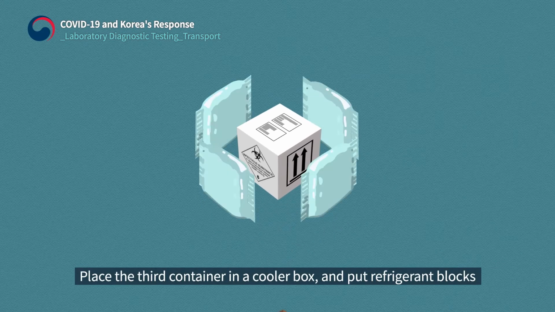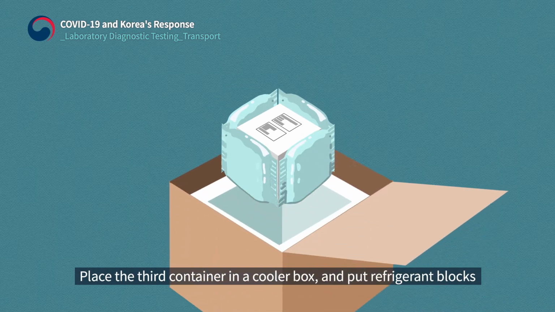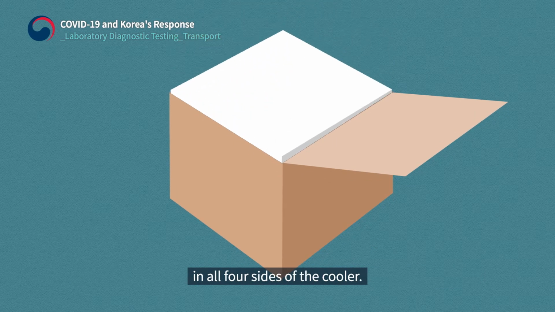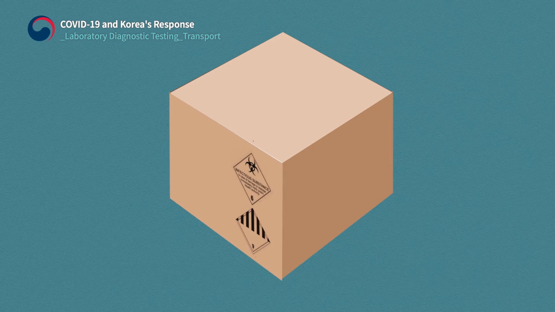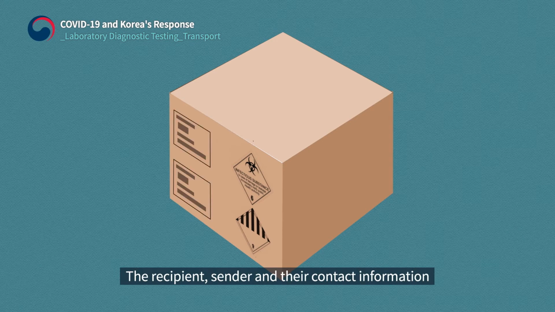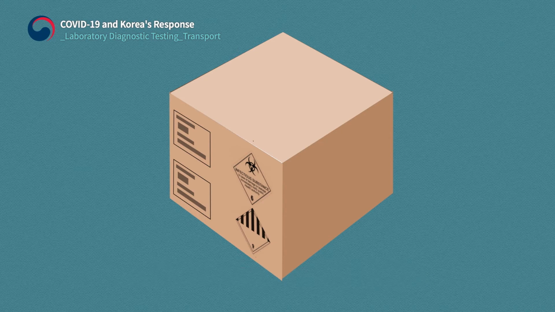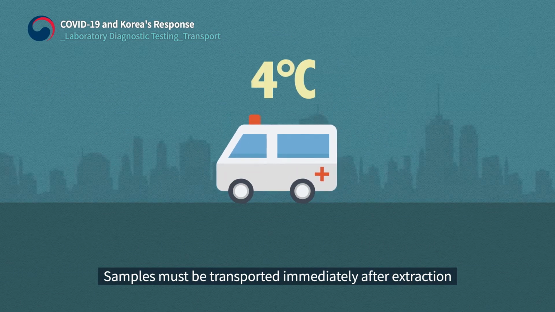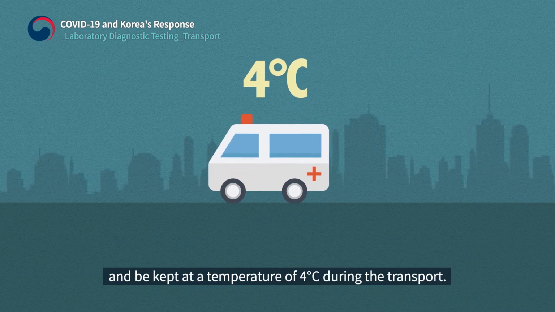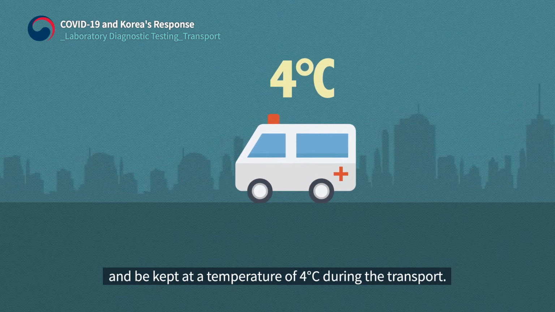Place the third container in a cooler box and put refrigerant blocks in all four sides of the cooler. On the outside of the cooler box, the label infectious substance must be posted. The recipient, sender, and their contact information must be written down on the cooler box as well. Samples must be transported immediately after extraction and be kept at a temperature of 4 degrees Celsius during the transport.